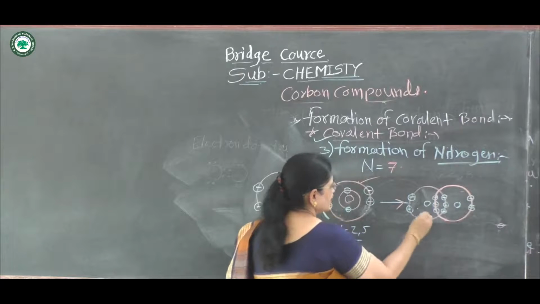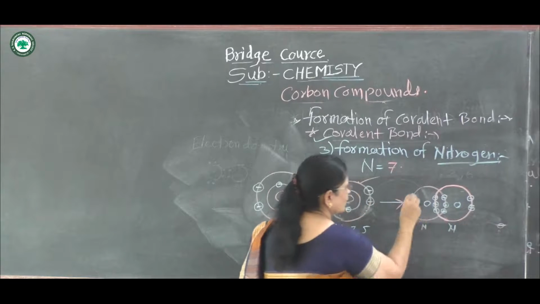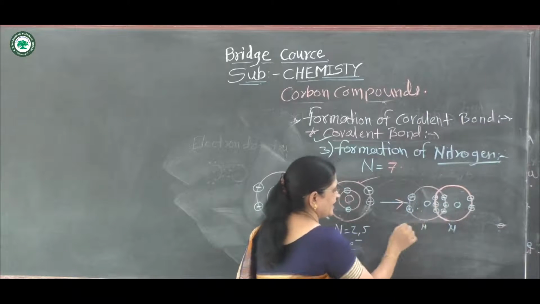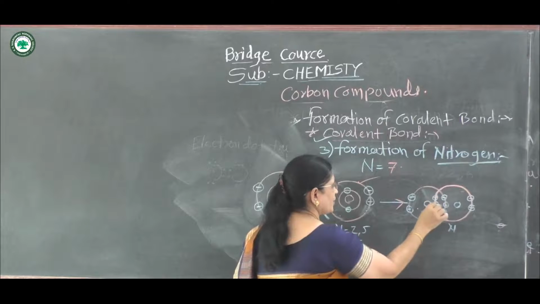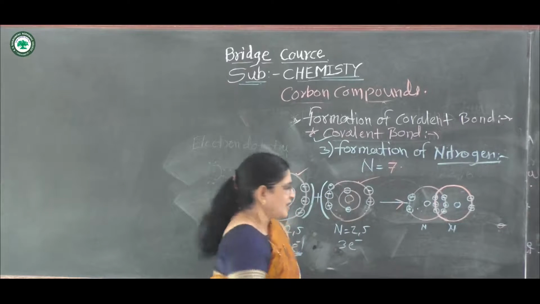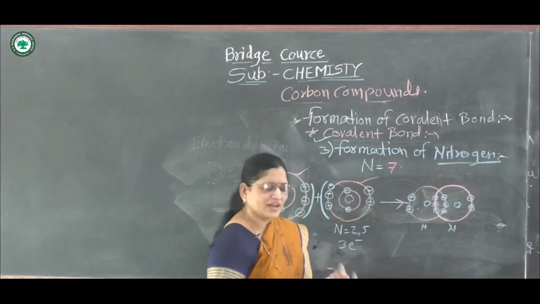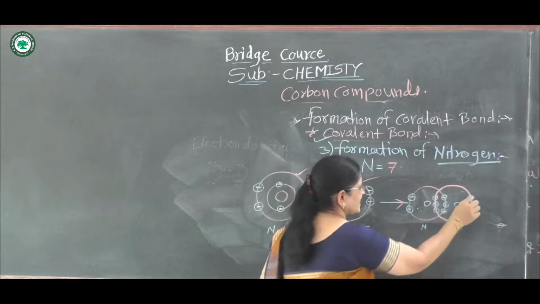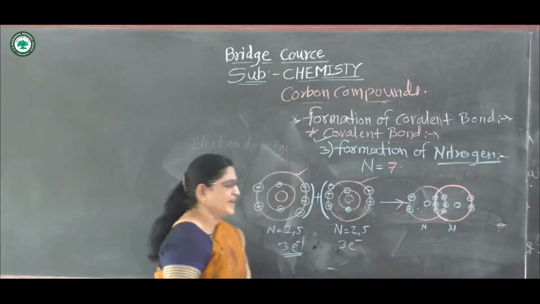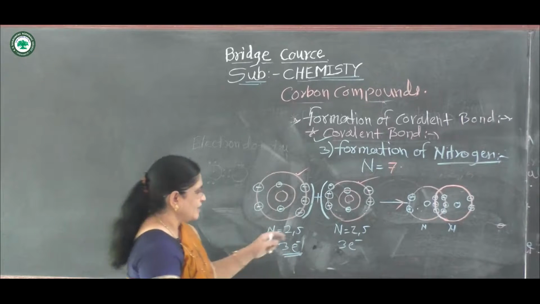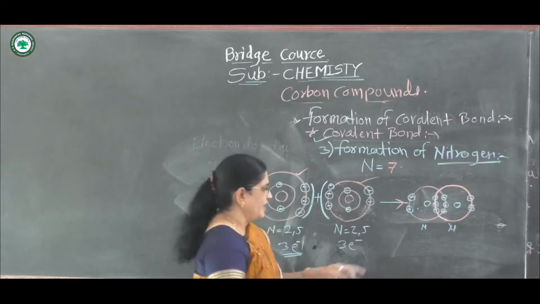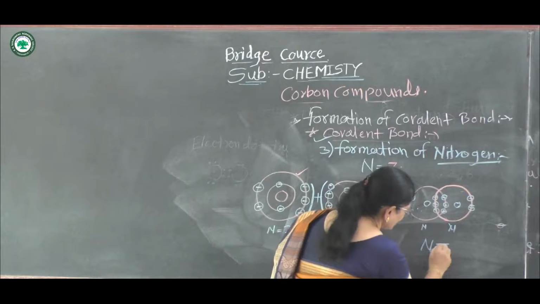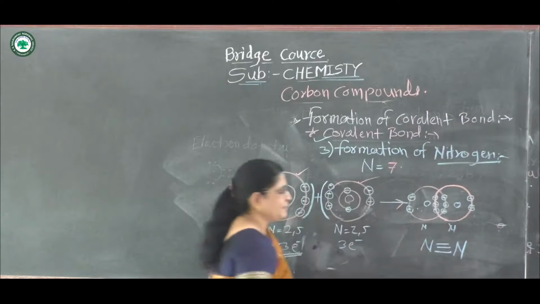In this way, this first atom completes its octet with 8 electrons: 1, 2, 3, 4, 5, 6, 7 and 8. Also this nitrogen has 8 electrons in the outermost orbit, that is 1, 2, 3, 4, 5, 6, 7 and 8. In this way, both atoms share 3 electron pairs, and between the nitrogens it forms a triple bond.